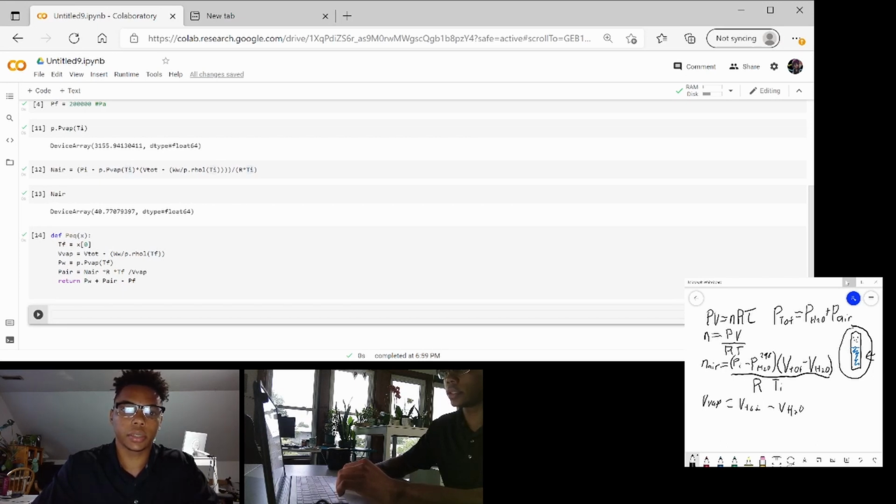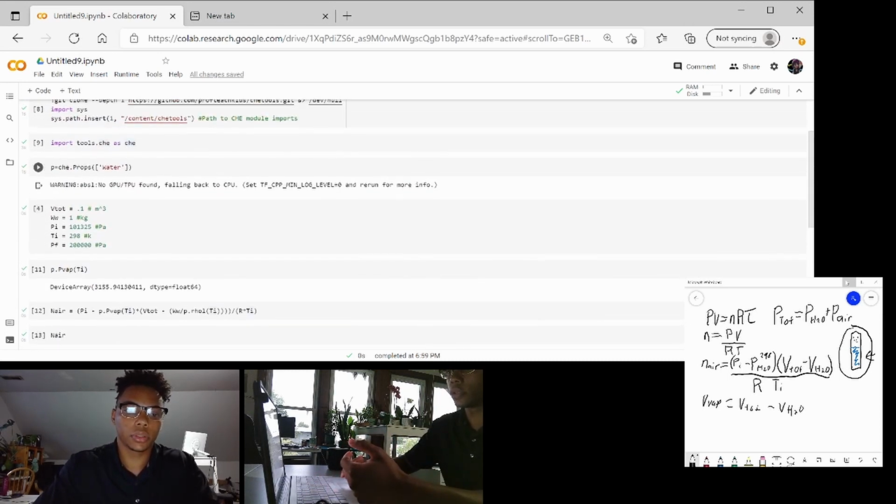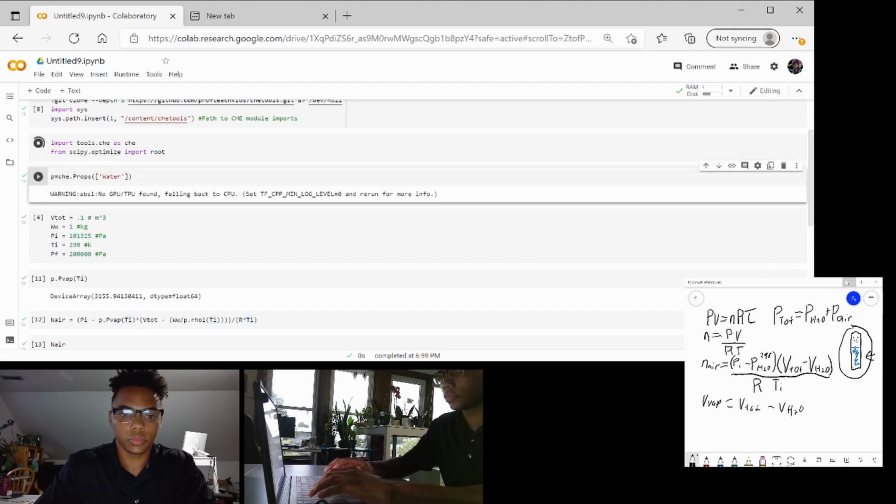Okay, what we get to do next is we have different equations using our final temperature, but we get to set them equal to each other to find our root values, which is going to give us an answer for TF. So to find our root, we're going to actually import the root function. So we need to go up here and from scipy.optimize, we are going to import root.